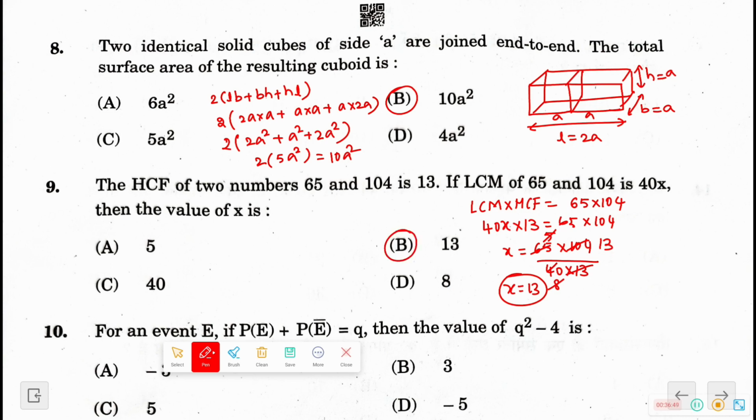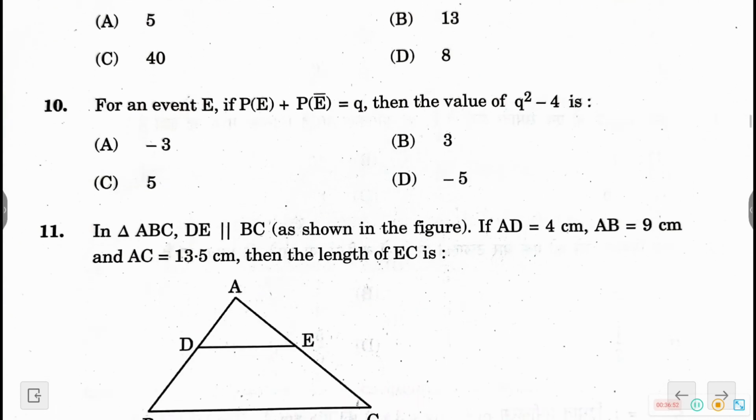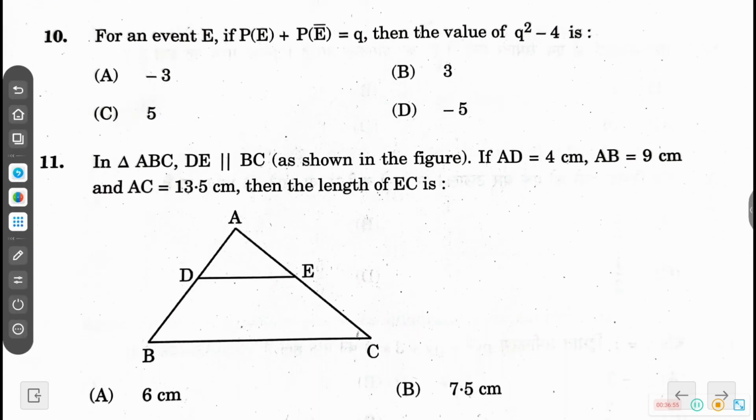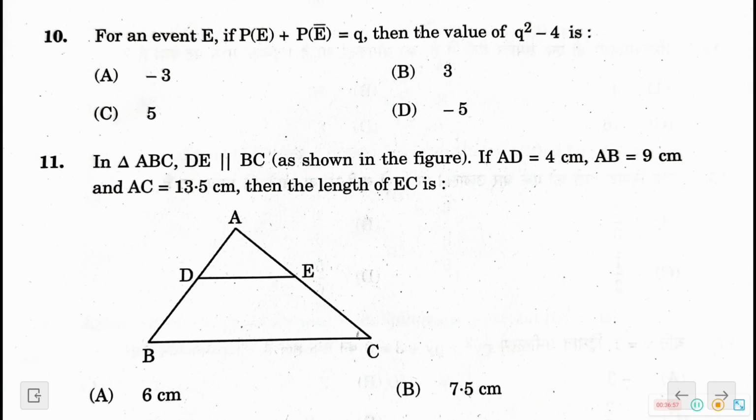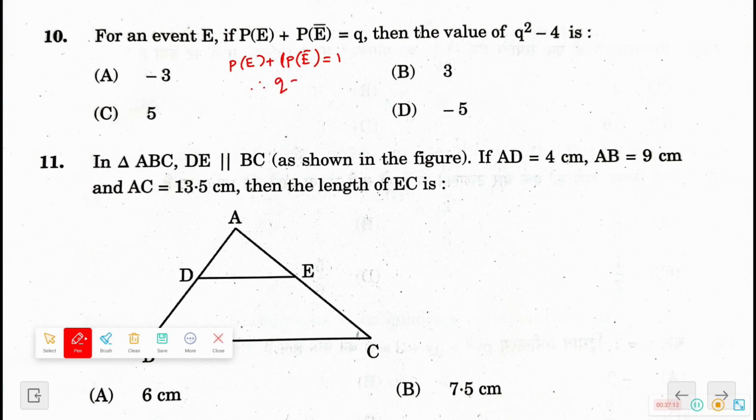Now question number 10. Question number 10 is also given in set 1. That is about probability. Here it is given the sum of probabilities of complementary events. We know P(E) plus P(E bar) is equal to 1, but it is given as Q. That means we have to take Q is equal to 1. They are asking to find Q² minus 4. That means 1² minus 4. 1² is 1 only. 1 minus 4 is minus 3. So option A is correct.